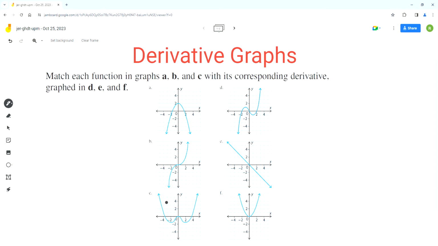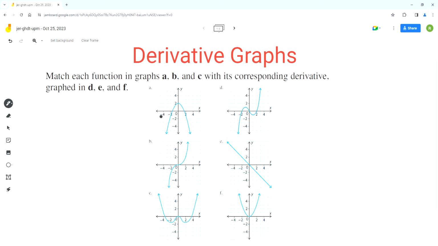Now these three functions are polynomial functions. In graph A, we have a parabola. In graph B, we have another polynomial function. And in graph C, we have another polynomial function. Now for polynomial functions, the rule is that the degree of the polynomial function is one more than the degree of its derivative, or the degree of the derivative of a polynomial function is one less than the degree of the polynomial function for which that derivative is. So there's a very important concept you need to understand and memorize.